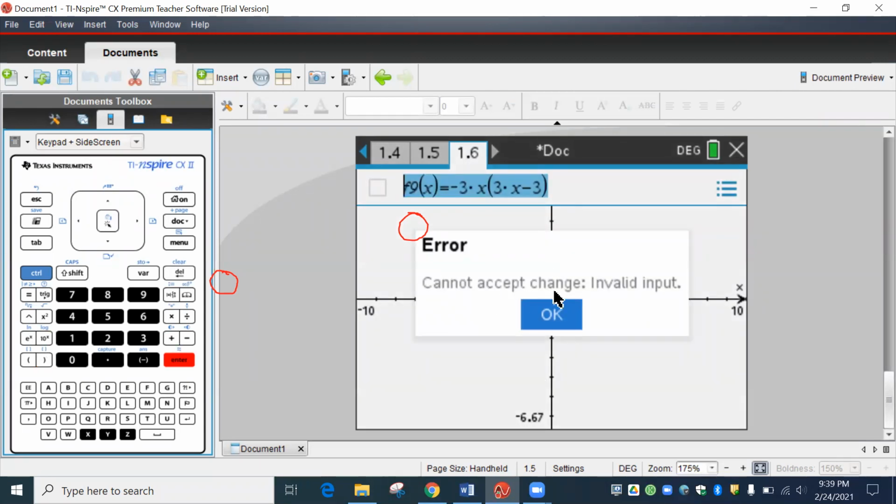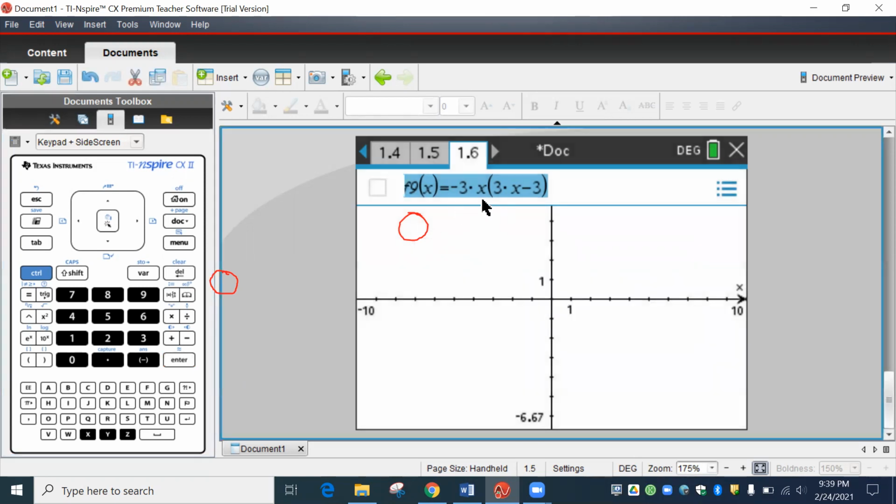And so when you see "cannot accept the change" or "invalid input" or some sort of weird error message, because we never get this right here, I'm telling you, it's always the X next to a parentheses. So you look up here, and sure enough, it's the X next to the beginning of a parentheses. It wouldn't matter if the X was on the inside of this parentheses, but X right there.